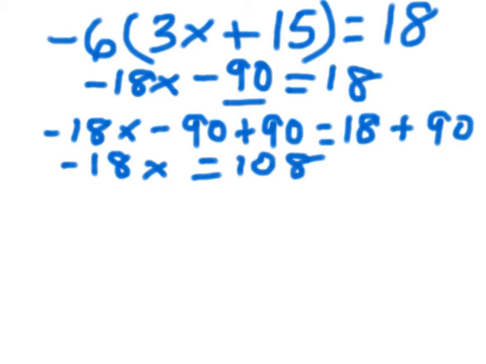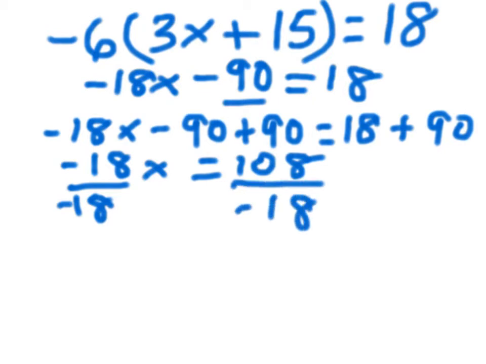Okay, well, next I'm going to have to isolate the variable by itself. That variable is an x, so it looks like I'm saying negative 18 times x. So let's divide by negative 18. Divide this by negative 18. Okay, following me so far? So those cancel out. That gives me x equals 108 divided by negative 18.